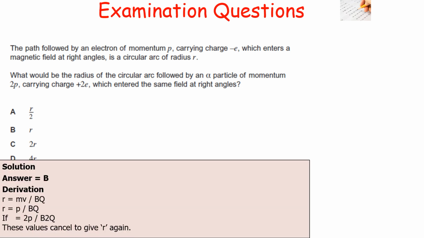Once again, if we've got a circular motion undergone due to the magnetic field, we can equate the magnetic force to be the centripetal force, so mv squared over r is equal to bqv. So we can rearrange it and say r is equal to mv over bq. Now mv is the momentum, p, so r is p over bq. So if we've doubled p, so it's now 2p, and we've doubled charge, so it's 2q, well, those values of 2 cancel through to each other, so r is the same value as it was before, so our answer is B.